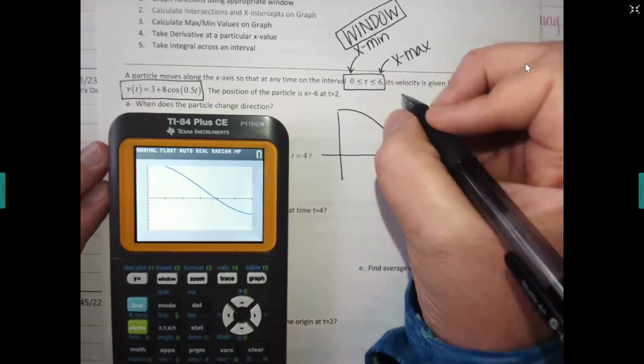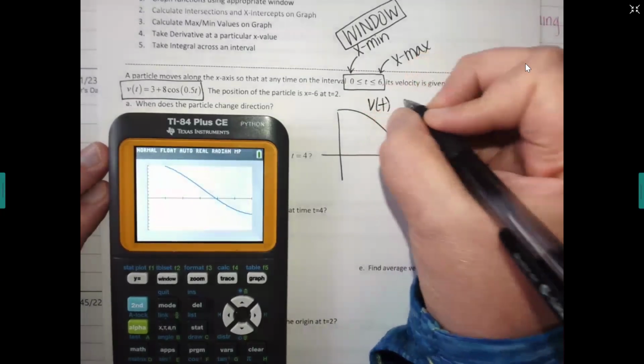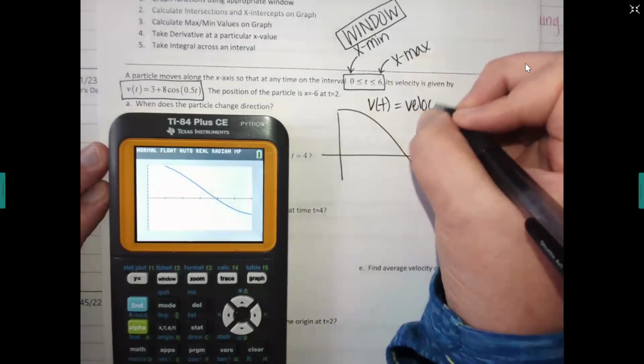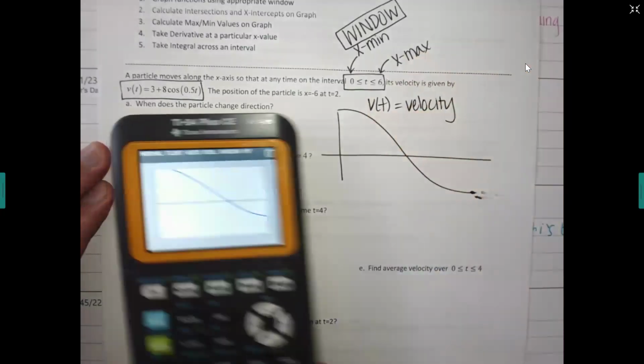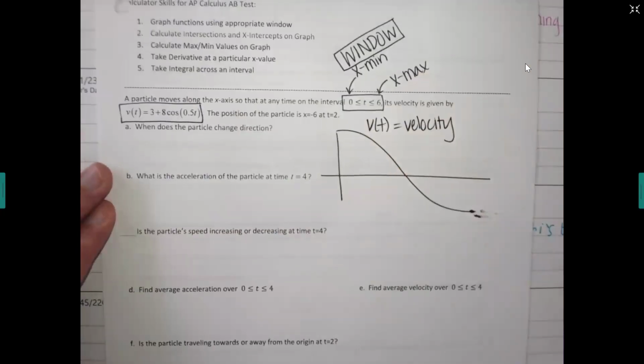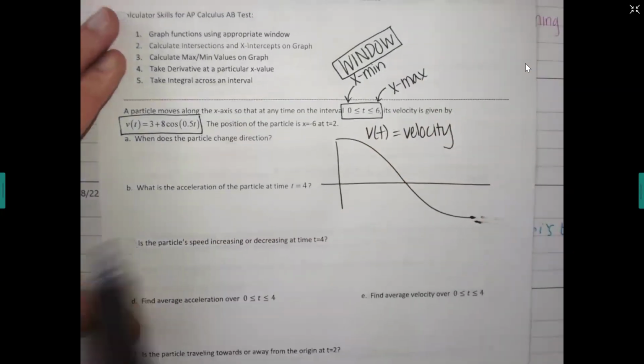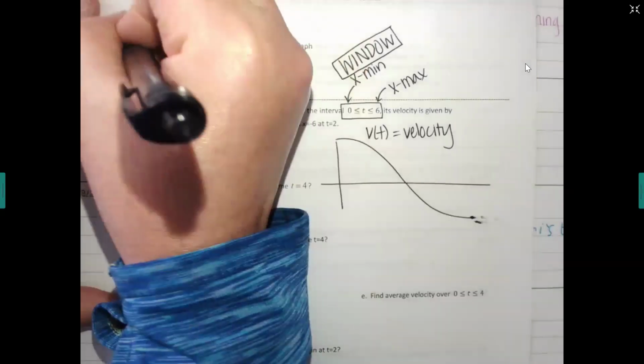All right, this is a graph of v of t, which we know means velocity. So the first thing you are asked to do is to find when the particle changes direction. What would I be looking for on this graph if I want to know when the particle changes direction? When it goes through the x-axis. Very good. So if you look at your little list up here, these are the things you need to know how to do.